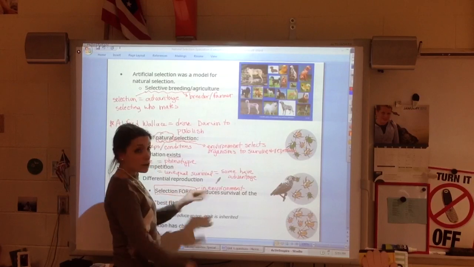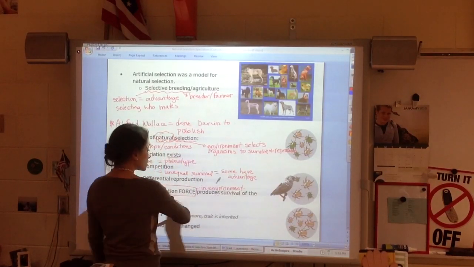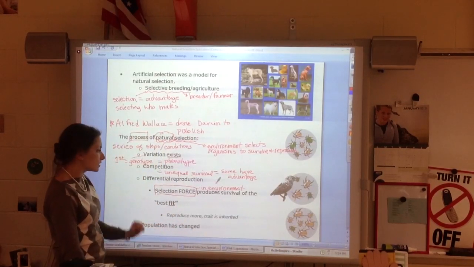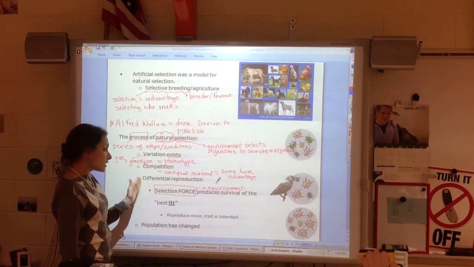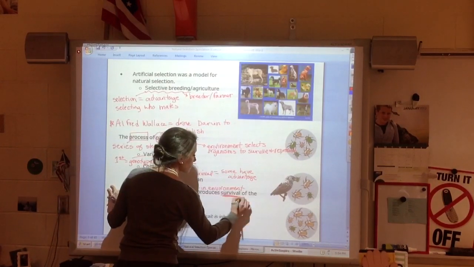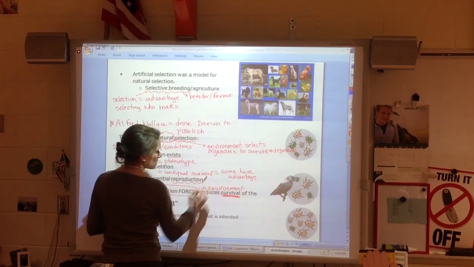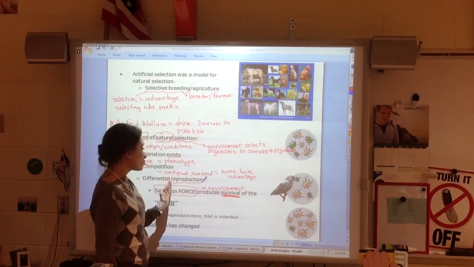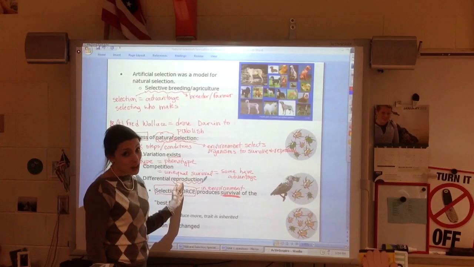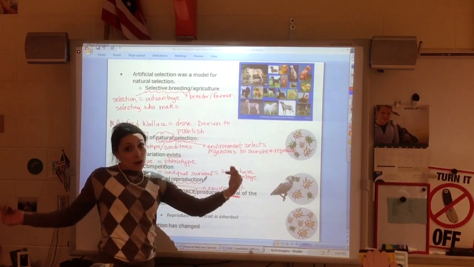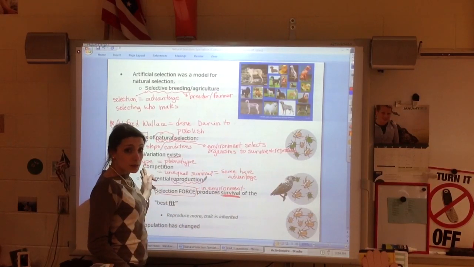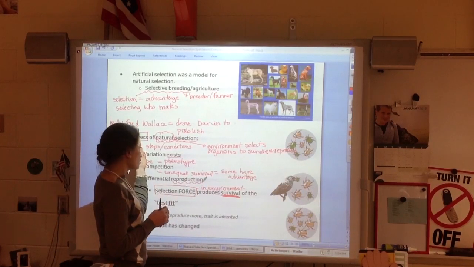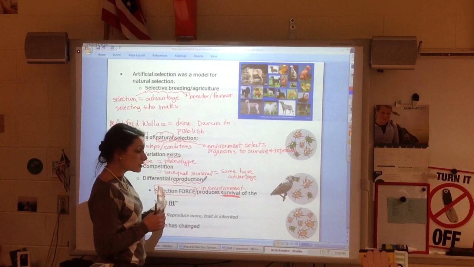And so a selection force, think of literally pushing or choosing. The selection force will produce survival of the best fit. We're going to talk about fitness in just a second. But the main idea here is that once I survive, I also have to reproduce. So it's not just enough to survive, as we keep saying. We have to survive long enough to reproduce. And the offspring need to survive as well. If there's many more offspring surviving, we're actually going to have more competition. So what we want to be able to do is analyze a scenario for variation, for competition, for selection forces.